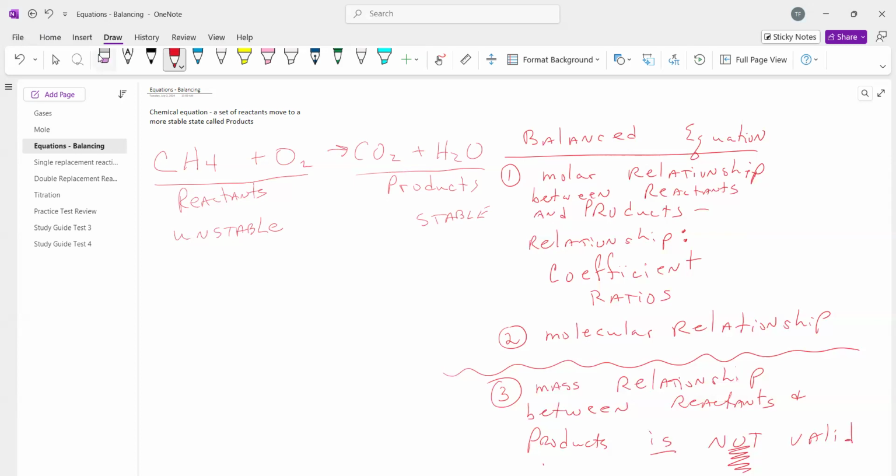Okay, so now what we're going to do is an inventory of the elements on the left and the elements on the right, because we have to have the same number of each. So we've got carbon, hydrogen, and oxygen on both sides of the equation. Now, the inventory. How many carbons do we have on the left?